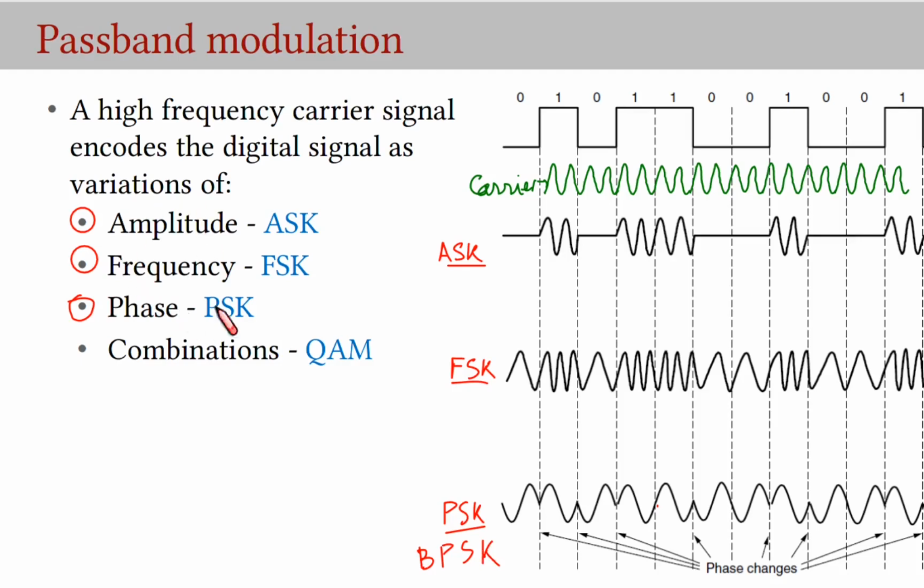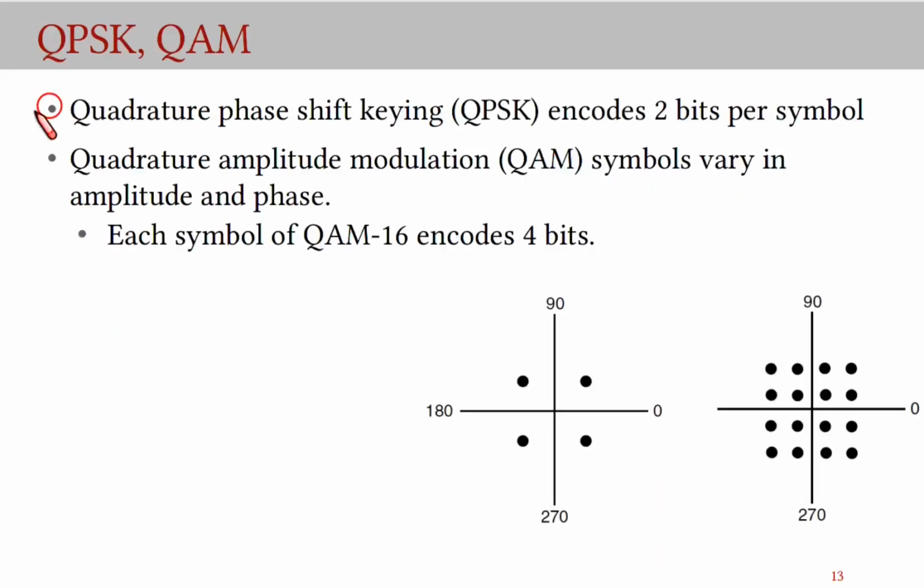Another generalization is to combine these. For example, there is a modulation called QAM, stands for Quadrature Amplitude Modulation, that combines amplitude and phase, and we will see a little bit more detail about QAM in the next slide. Quadrature phase shift keying, or QPSK, generalizes BPSK. QPSK encodes 2 bits per symbol by using 4 phases.